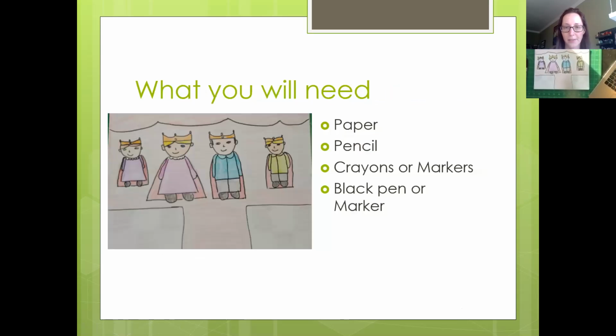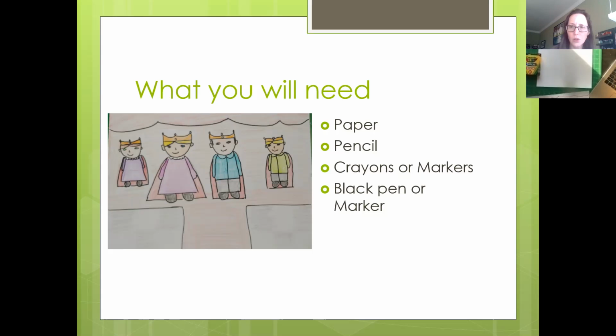Okay. So what we're going to need is a piece of paper, a pencil, crayons or markers or colored pencils, whatever you have. And then I also have these Colors of the World crayons. If you don't have these, don't worry about it. It's just so you can get more skin colors. I think that's always important. And if you don't have that at home, don't worry about it. Just find as close a skin color as you can to your family.